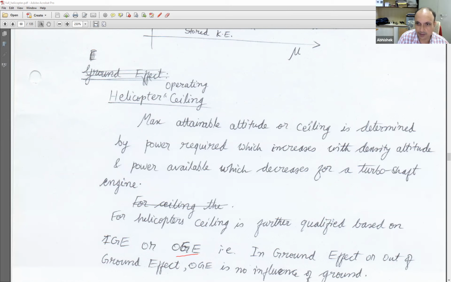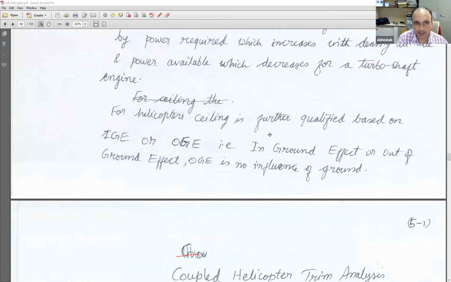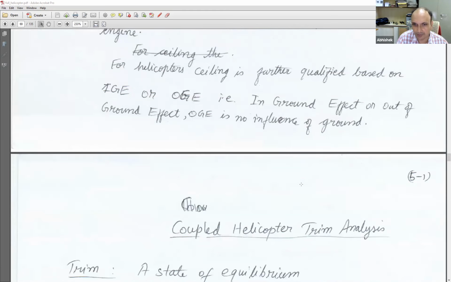People often define ceilings for helicopters in HOG and HIG. Of course, you can also define the service ceiling the way you do for a fixed-wing airplane. But people are more interested in these IG and OG ceilings. Just for your information, I will not derive anything for this.